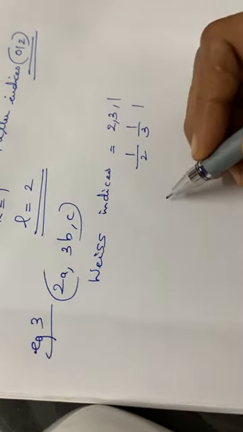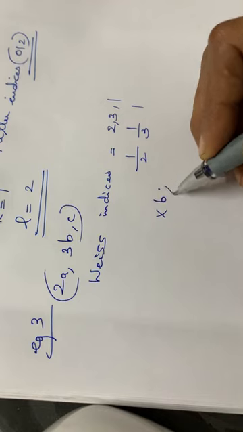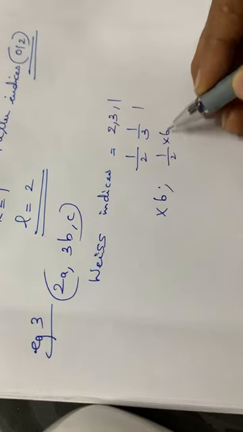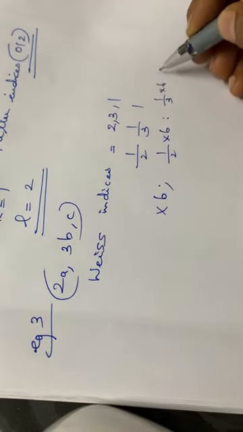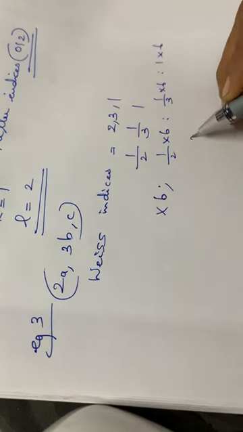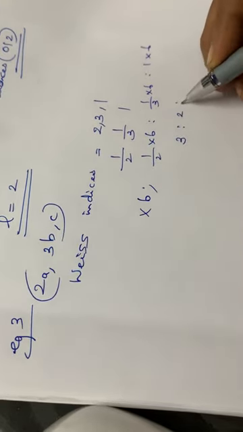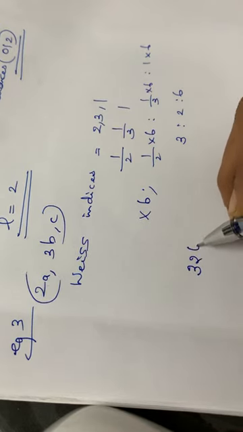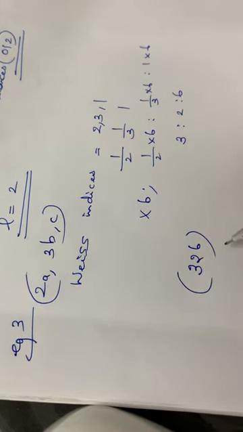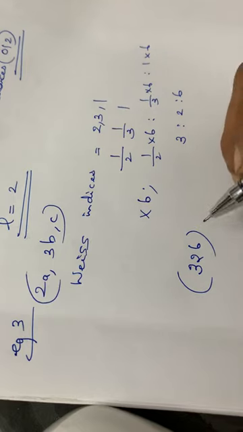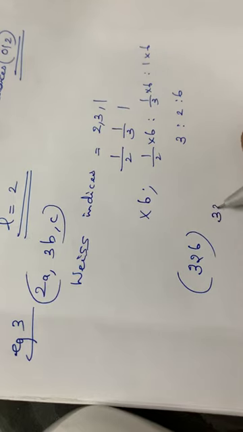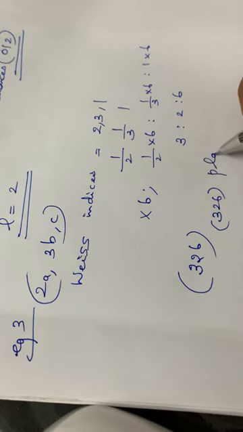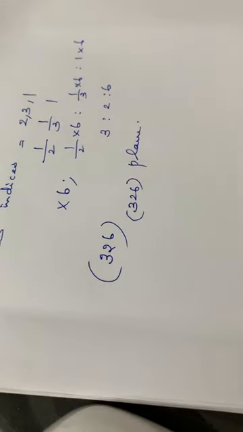Then multiplying by the LCM, that is multiplying by 6, it will be 1 by 2 into 6 is to 1 by 3 into 6 is to 1 into 6. So here it will be 3 is to 2 is to 6. So the Miller indices will be 3, 2, 6, and the plane is called a 3, 2, 6 plane. So this is how you have to calculate the Miller indices.